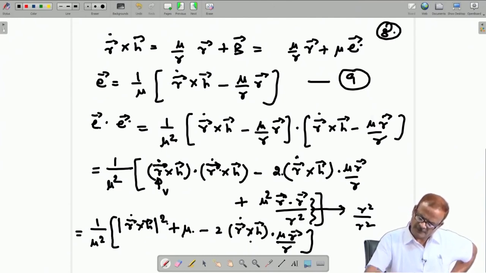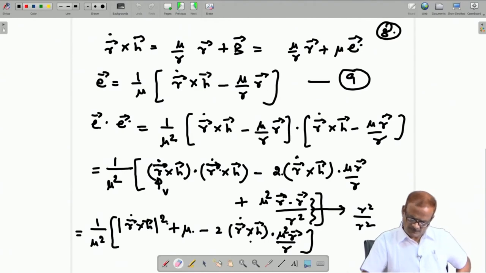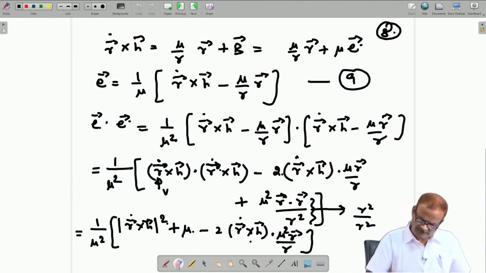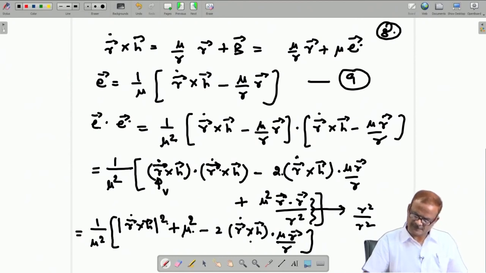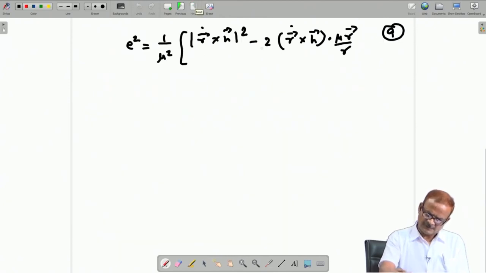Here we have missed out, this is mu square. So, once we multiply it, this will be mu square r square. So, this is also mu square. Sorry, not here in this place, the other place. We are making a mistake. See if this is fine. In this place it is mu square and not here, because this part cancels out. So, mu square remains as mu square minus 2 r dot cross h dot mu r, this quantity we have already written here. So, r dot cross h is a square and minus 2 r cross h mu by r plus mu square.